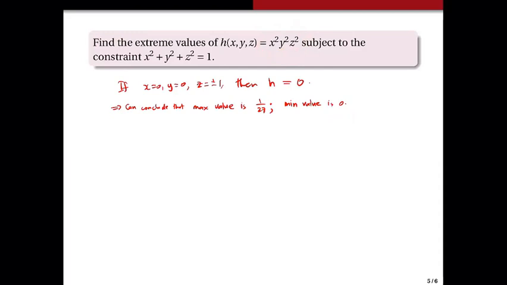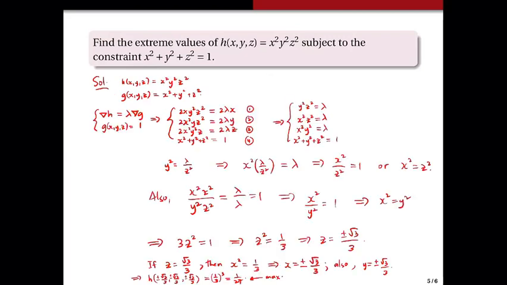And this min value, you can get it from a lot of points actually. Just take one of the variables to be 0, and then you have y squared plus z squared equals 1. So that's a circle with x equals 0. So you can have infinitely many points that will give the minimum value 0. And then the max value here, we have calculated to be this guy here.